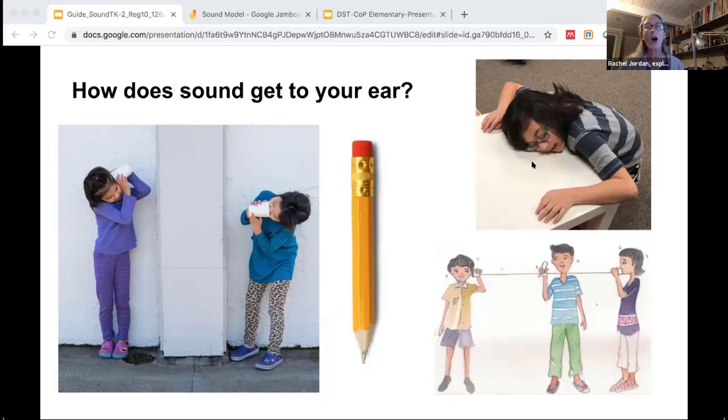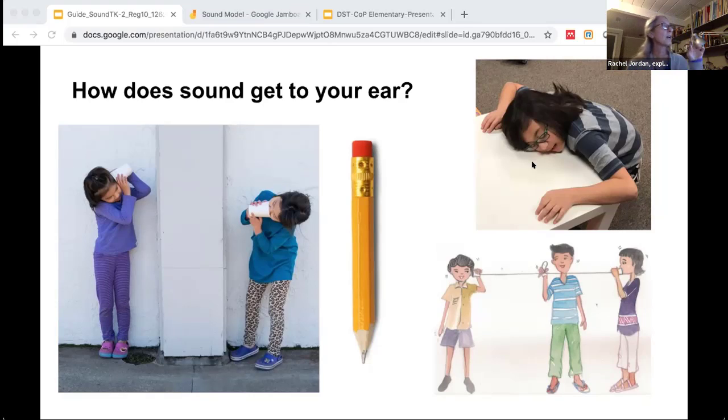And the value of all of these activities is that the students can really feel the vibrations in their body. And so when we talked about this, they talked about their vibrations traveling through their jaw, their vibrations traveling through their arm. They could feel the vibrations in their head. They used a lot of the same evidence that you were sharing earlier.